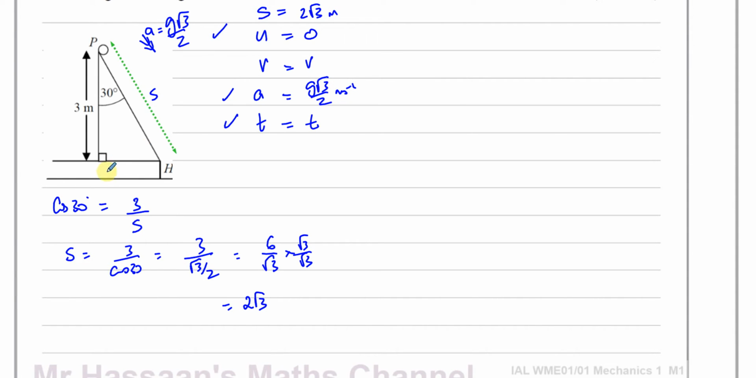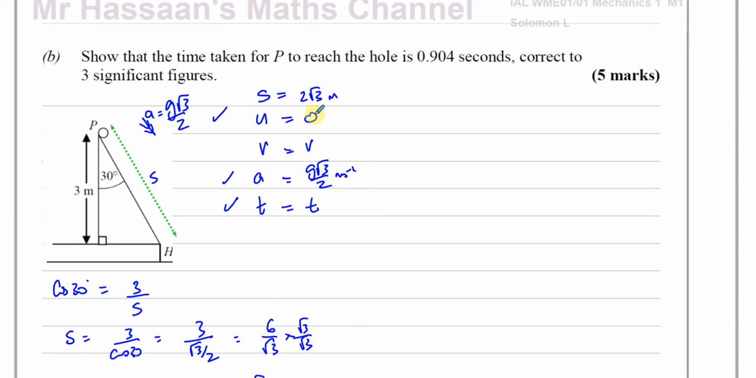Okay, so this is what we have so far. And we have S, U, A, and T. So we have to think of an equation of motion that will help us to work out the value of T. So we need S, U, A, and T. It looks like it's S equals UT plus half AT squared. All right, so we got S, which is 2 root 3. U is 0, so that becomes 0, equals a half times A, which is g times root 3 divided by 2 times T squared.